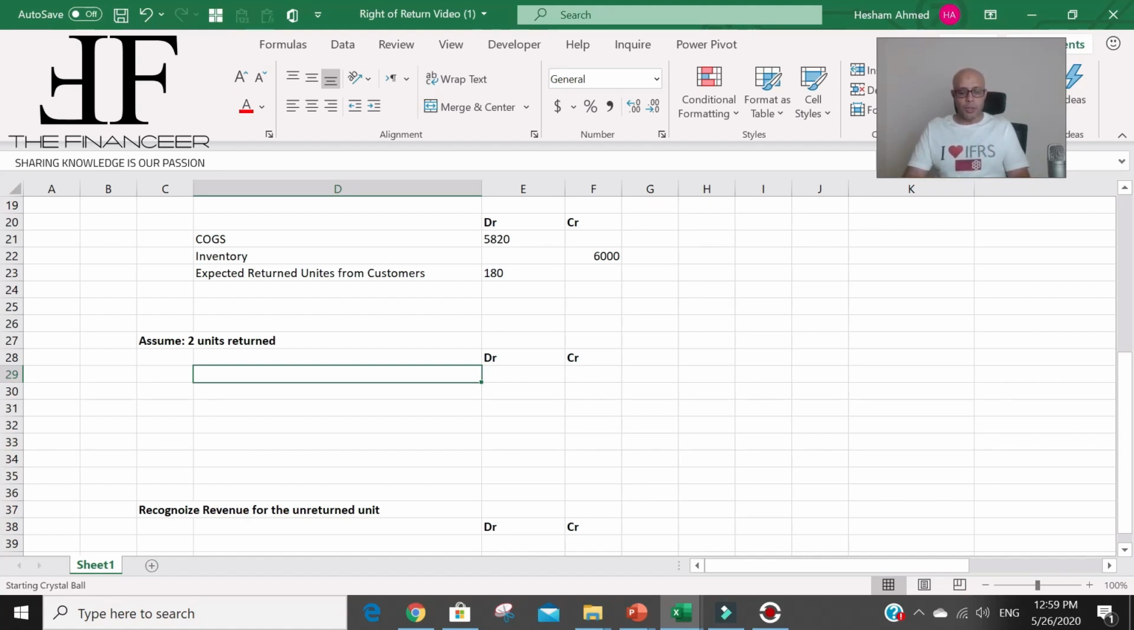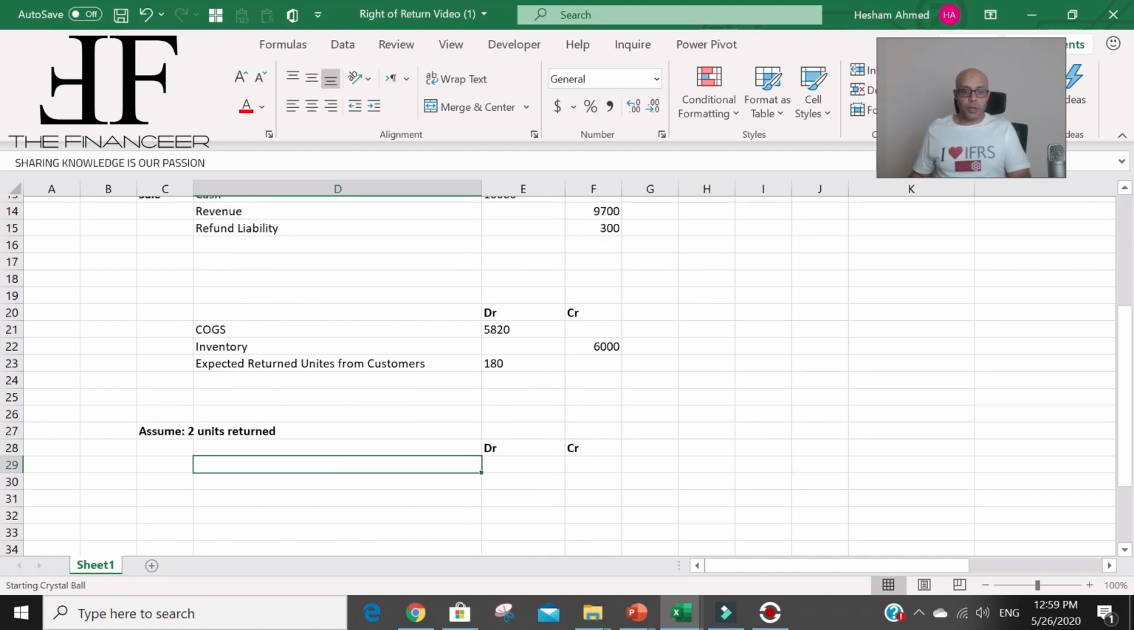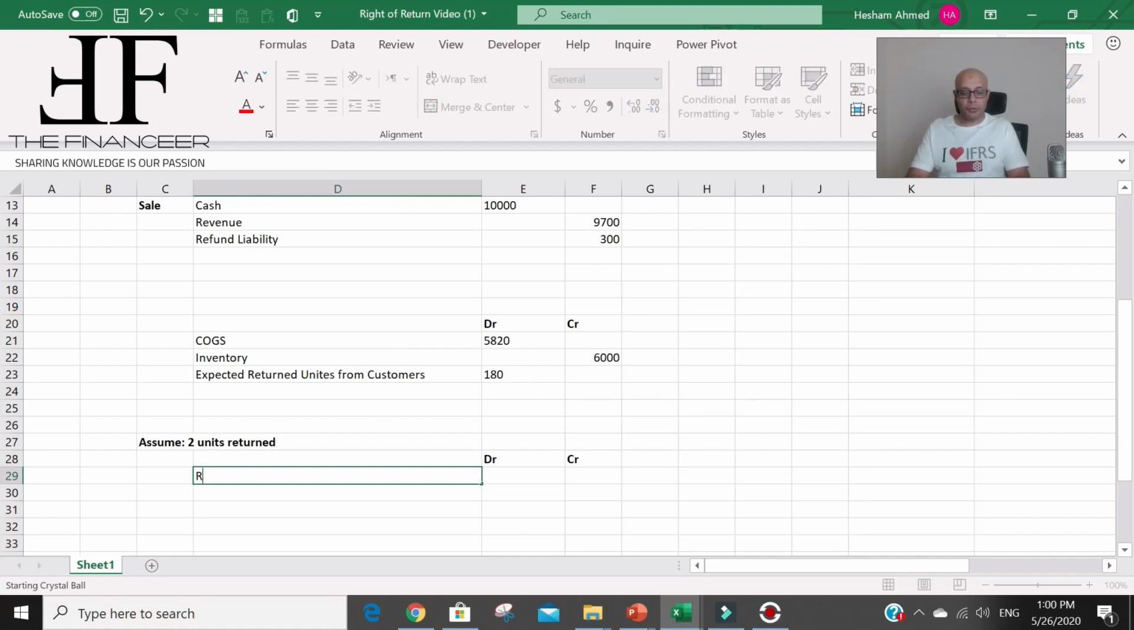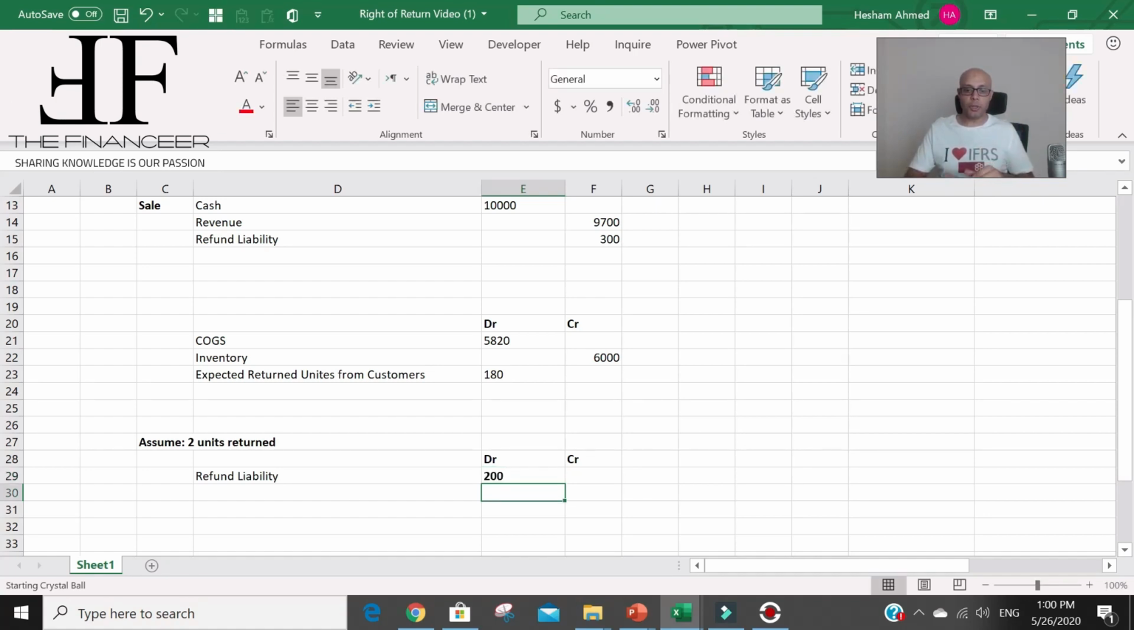Number 1, the refund liability that we recorded here for 3 units at $300, because we recorded it based on the selling price. Now the customer returned only 2 units, so we have to debit the refund liability. By how much? We are going to debit it by the number of units that the customer returned already, so 2 units times the $100 per unit, which is the selling price per 1 unit.